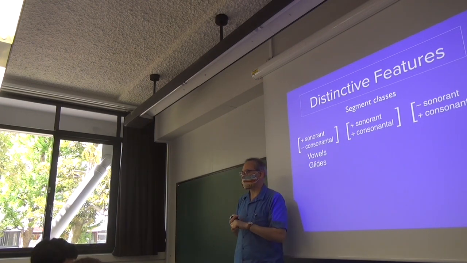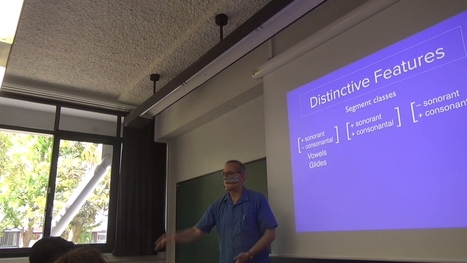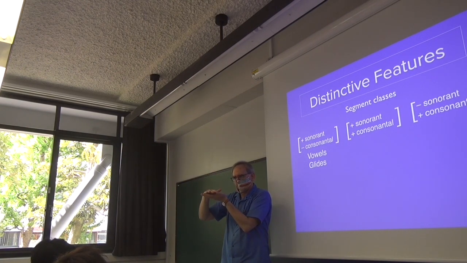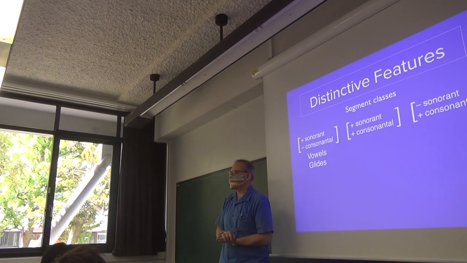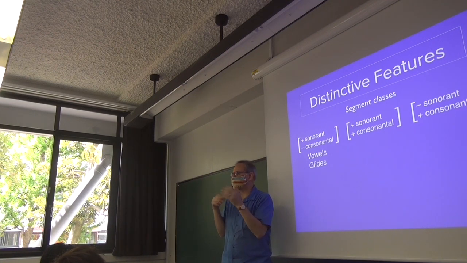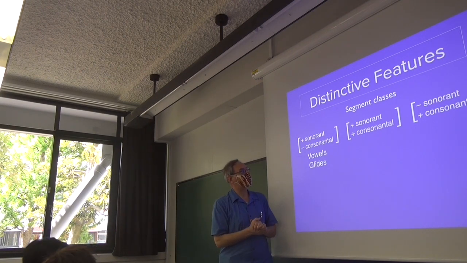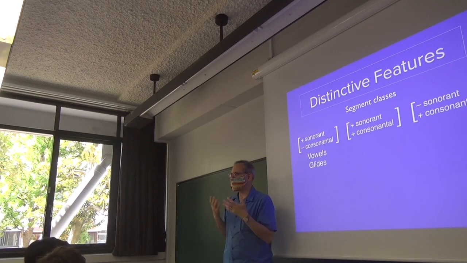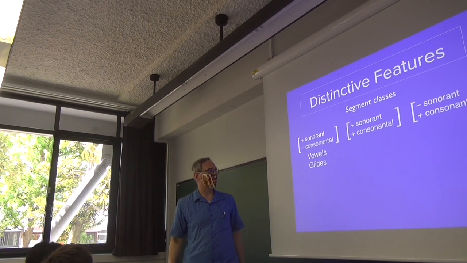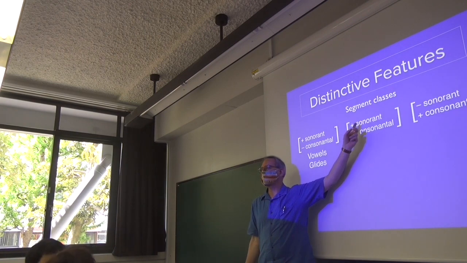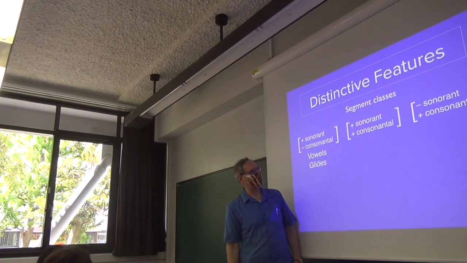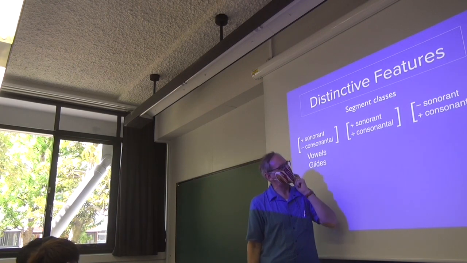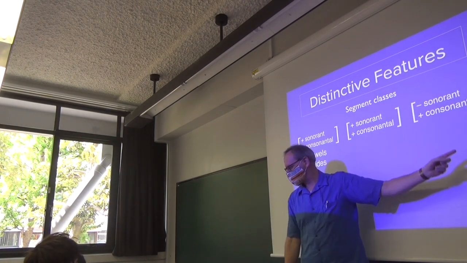So segments that are minus consonantal basically do not have significant obstruction of the airflow. The airflow path is rather free in segments that are minus consonantal, and the airflow path is somehow shaped or reduced or affected in segments that are plus consonantal. Sonorant refers to this property of sonority. So segments that are both plus sonorant, I forget what came next.